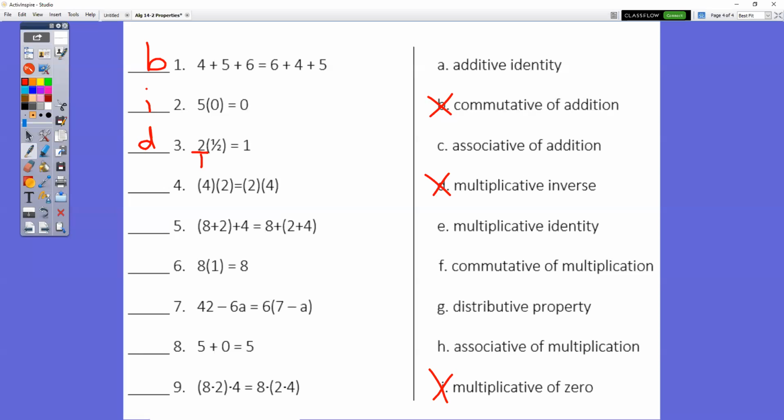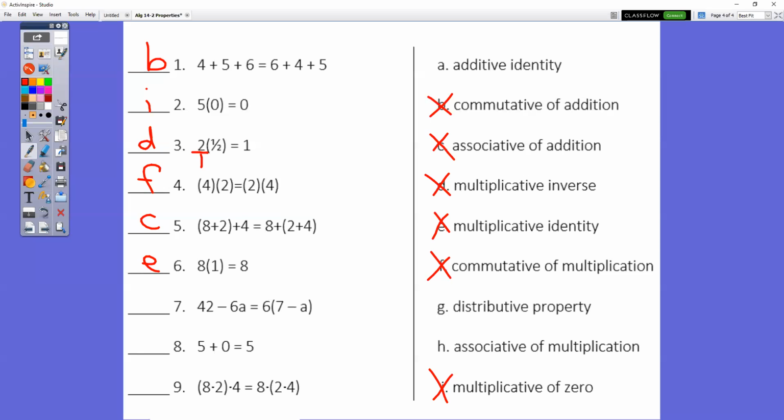4 times 2, 2 times 4. We're switching the order and we are multiplying. So that would be choice F, commutative property of multiplication. We are changing what's inside the parentheses, what's inside the group, and we're adding. Changing what's inside the group is the associative property of addition. Multiplying by 1, you're getting yourself in the end. So that is your identity. Your identity is yourself, and we're multiplying. So that is the multiplicative identity.